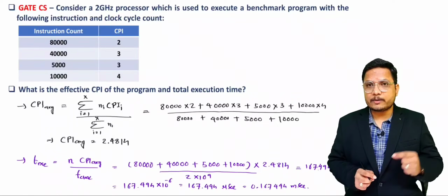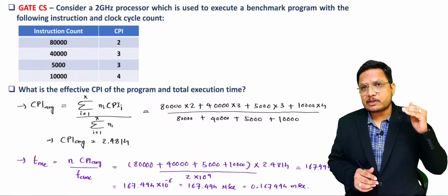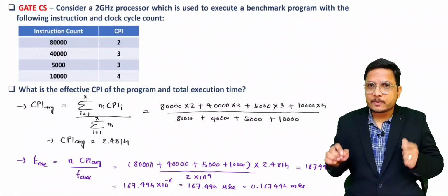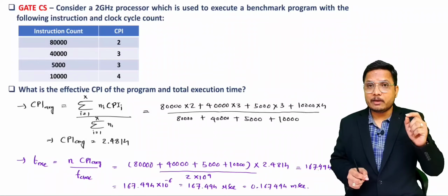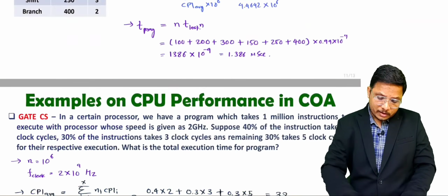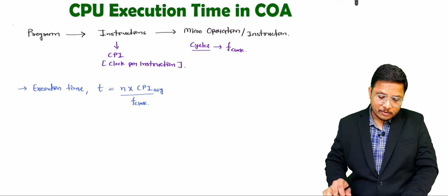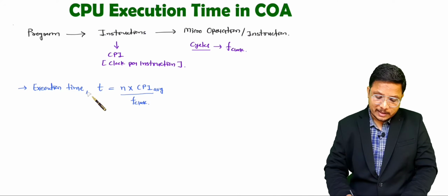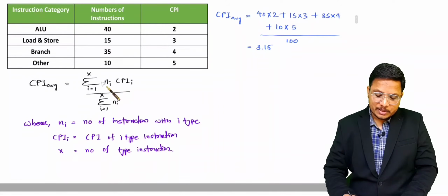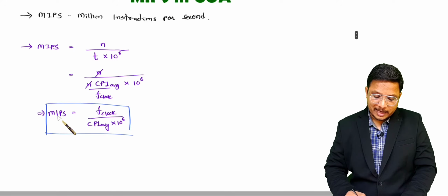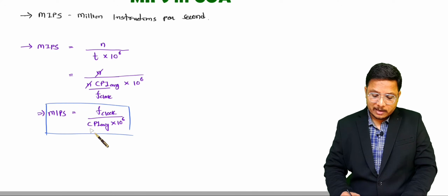And here, my dear students, you should make a list of formulas when you solve problems for competitive examinations. Like when it comes to CPU performance, at that time you see here how the sequence should be. Let me give you an idea about this. Like execution time, that is n into average CPI divided by f clock. Then you should know this formula, that is CPI average, that is summation of Ni CPI divided by summation of Ni. Then you should know how we can calculate MIPS, that is f clock divided by CPI average into 10 to the power 6, right?